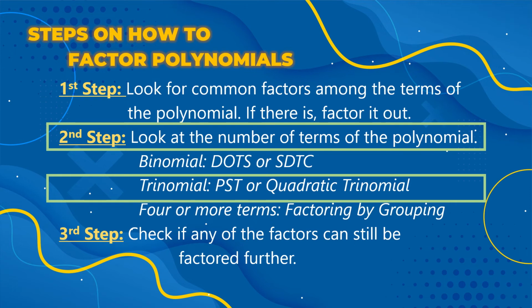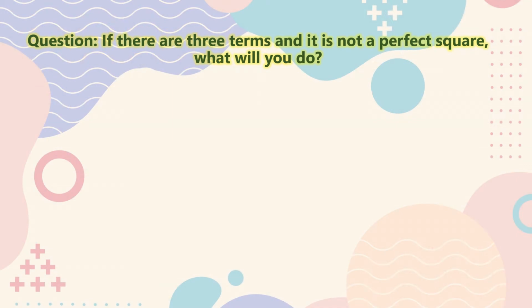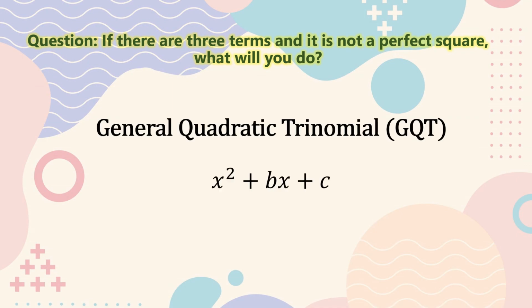The second step now is to look at the number of terms of the polynomial. So we're now down to trinomial. So in our previous video, we're able to discuss how to determine whether it's factorable by PSD or not. The question is, what if it's not? It's not factorable by PSD. So you have last option, which is through general quadratic trinomial. But how do we do that?